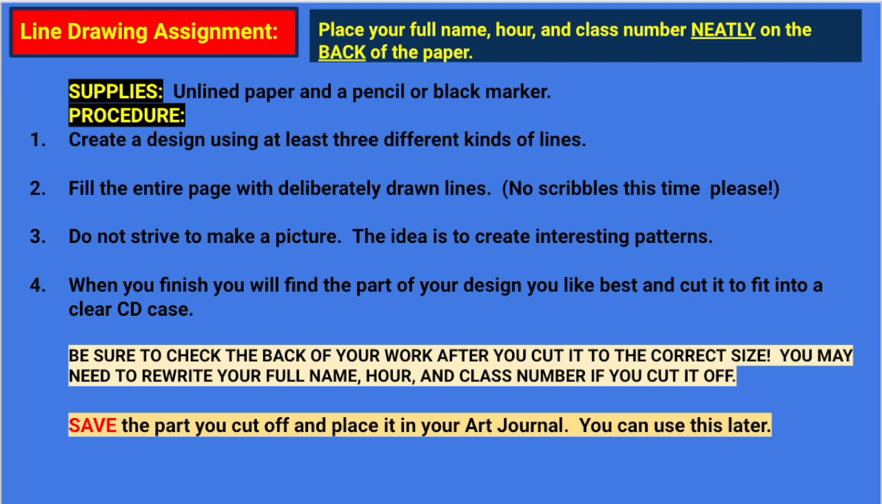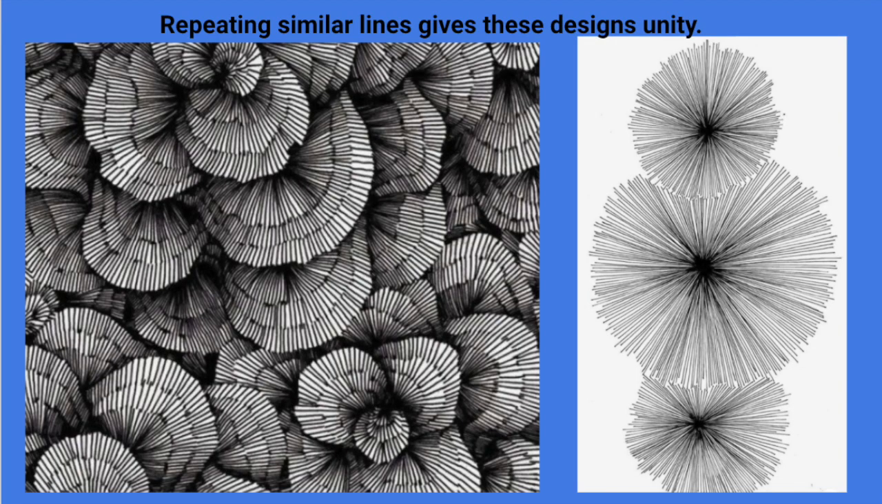The first step is to create a design using at least 3 different kinds of lines. Now I'm going to show you some pictures in a moment, but let me just show you one now. Okay, take a look at these. I don't see 3 kinds of lines in this. I think it's enjoyable and interesting to look at, but I actually see 2. There are thick lines, thin lines, and straight lines. So this doesn't really meet having at least 3 kinds of lines.